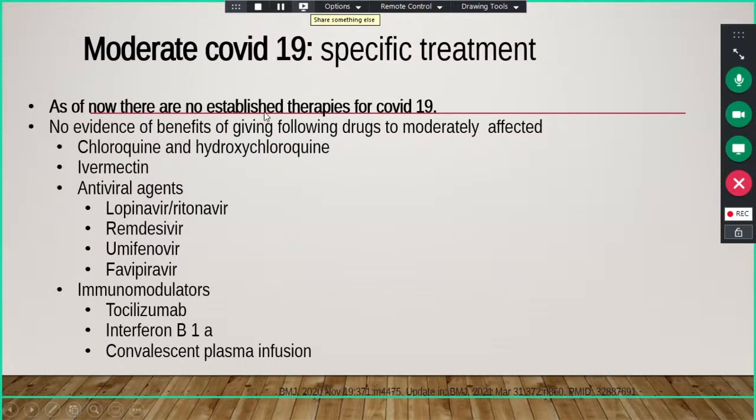Again, in moderate disease, there is no established therapy for COVID-19, and no evidence of benefit of giving the following drugs to a moderately affected person, including chloroquine, ivermectin, antiviral drugs including remdesivir, immunomodulators like tocilizumab, interferon, or convalescent plasma.